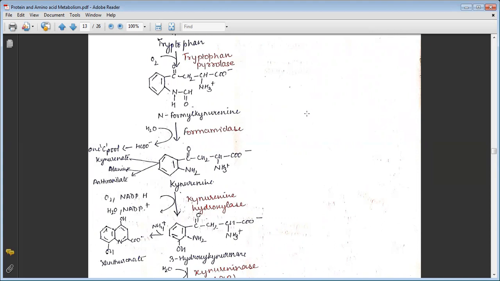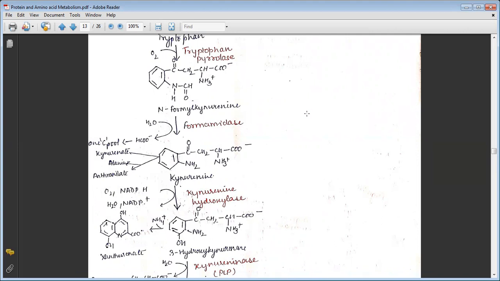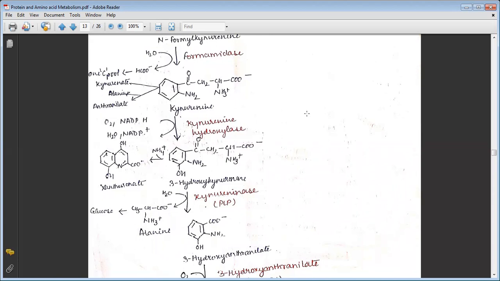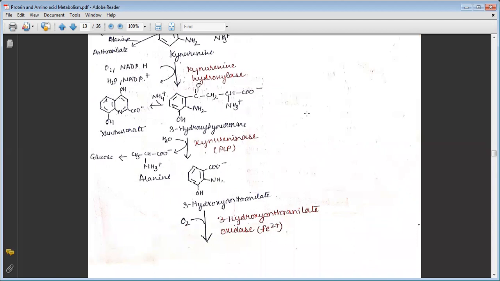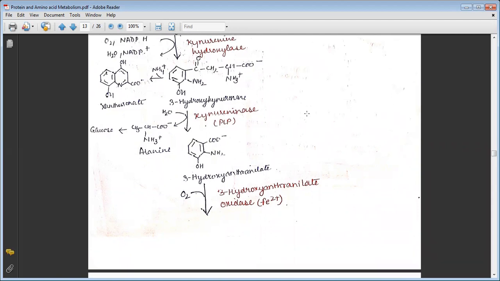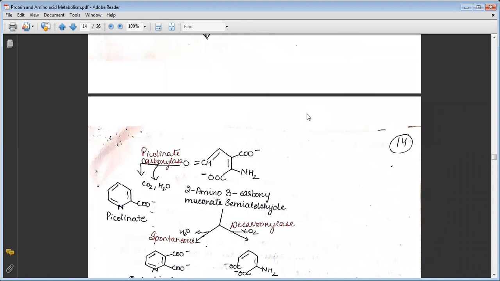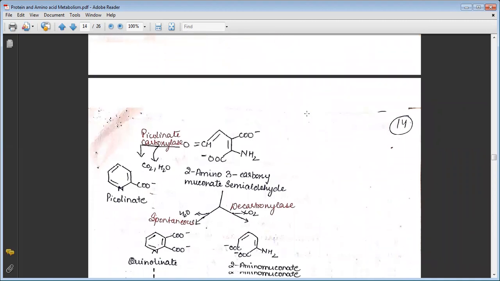Then this 3-hydroxykynurenine is converted in the presence of ammonia into xanthurenate, and then this hydroxykynurenine is being changed into 3-hydroxyanthranilate in the presence of kynureninase, and this 3-hydroxyanthranilate is being changed in the presence of 3-hydroxyanthranilate oxidase, iron and oxygen, into 2-amino 3-carboxymuconate semialdehyde.